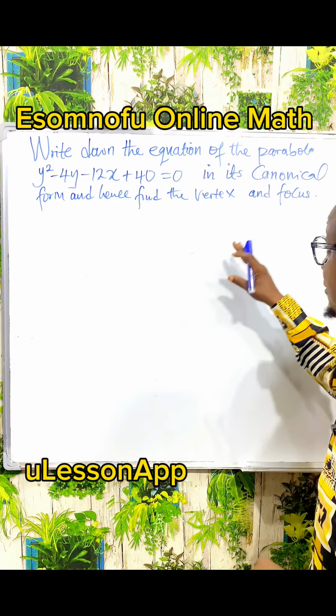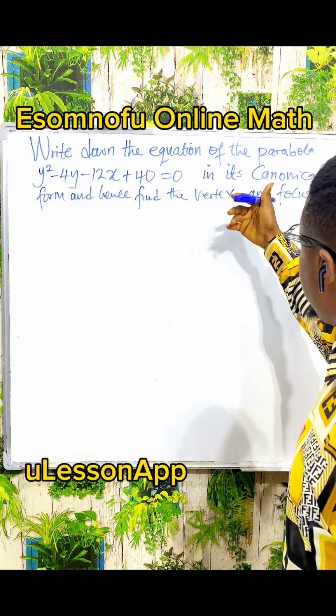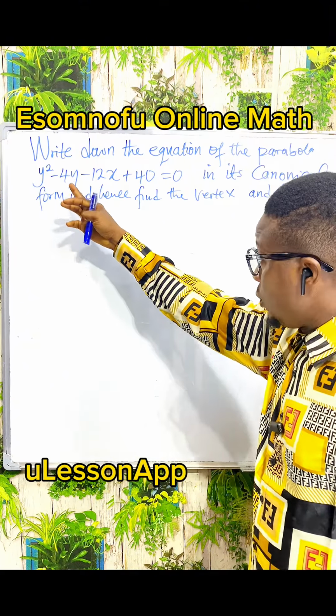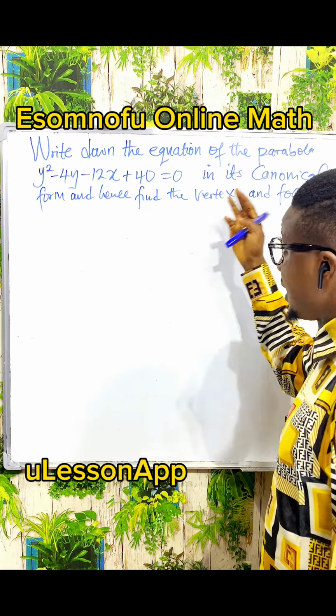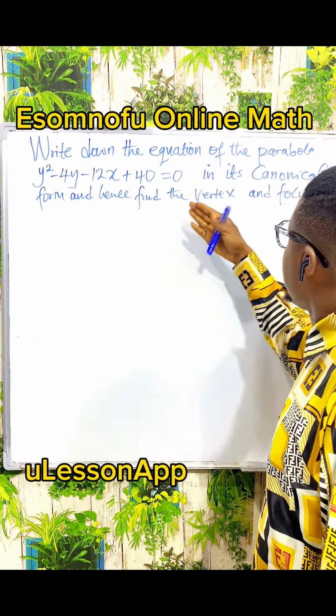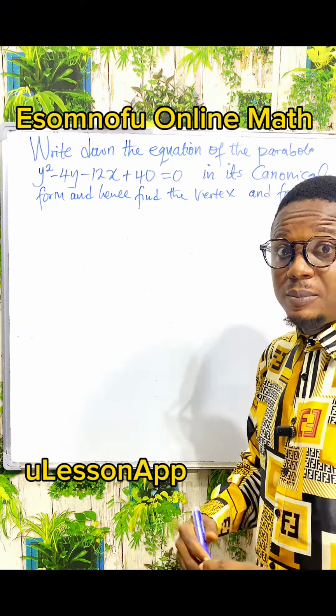In this lesson, we need to solve this problem that says we should write the equation of the parabola y squared minus 4y minus 12x plus 40 equals 0 in its canonical form, and hence find the vertex and the focus of the parabola.